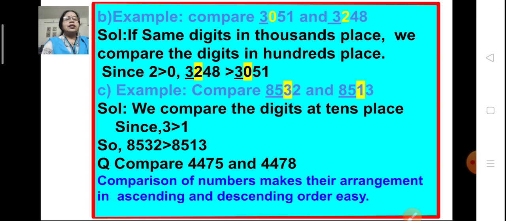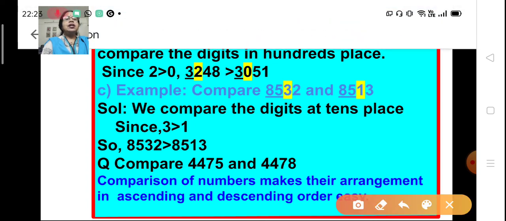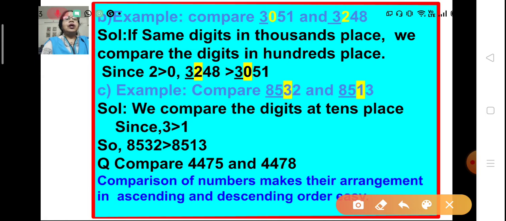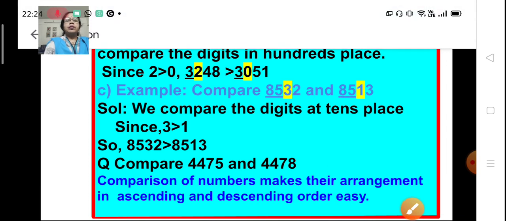So in this case, here we have an example. In thousands place we have 3 in both the numbers. So we move on to the next digit, that is the digit in hundreds place, and compare the digits there. In one of the numbers it is 2 and in the other it is 0. 2 is greater than 0. So the number 3248 is greater than 3051.